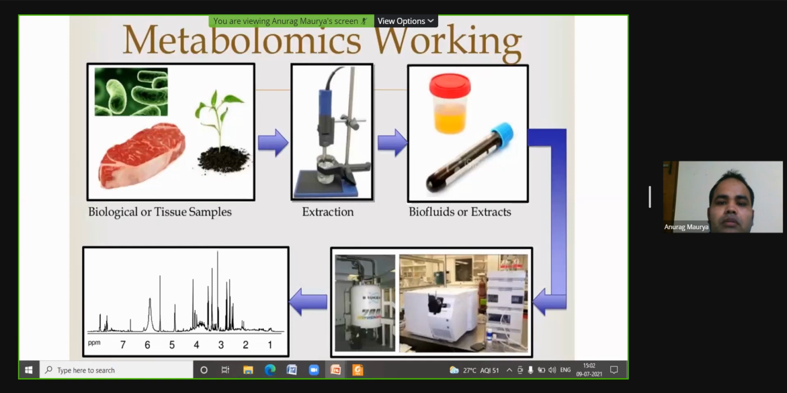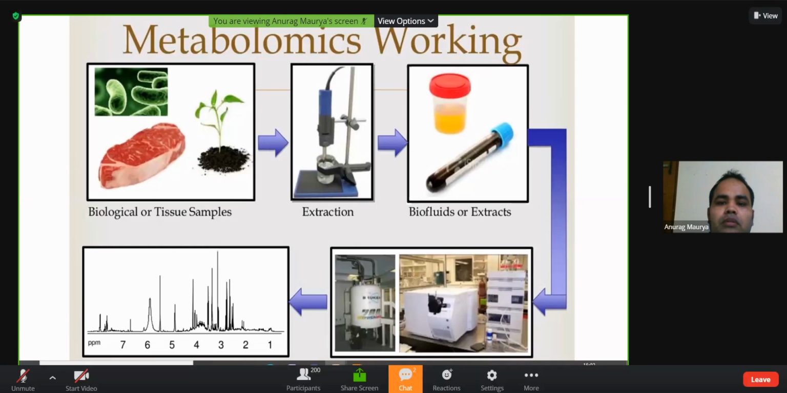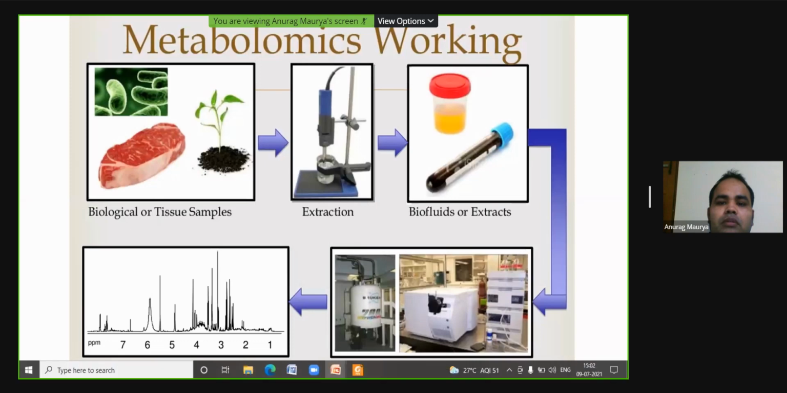And after that, you will apply that to the machines, for example, HPLC, gas chromatography, or NMR, or nowadays ESR, or nowadays spectroscopy is directly applied in many cases. So these different machines will work to give you the profile of metabolites. So these are the steps. One is the extraction and the sample preparation. Many times both are considered as one step of sample preparation. And then running that into the machine to get the metabolic profile, and thereafter you will do the bioinformatics or statistical analysis part.